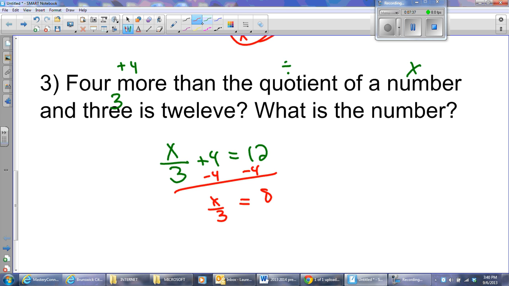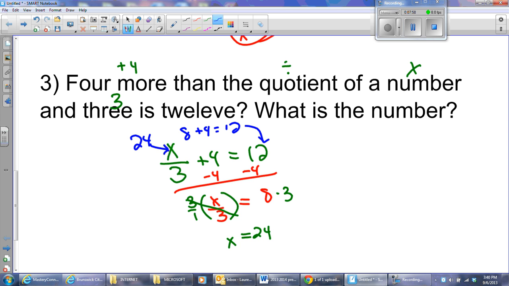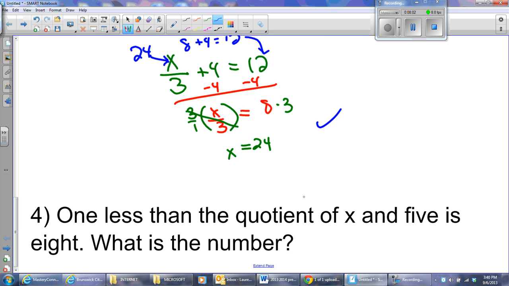I've got a fraction there. Don't panic. Undo your fraction by multiplying. X is going to equal 24. Now, if you wanted to check it, you could put 24 right here. 24 divided by 3 is 8. 8 plus 4, sure enough, it's 12. And look at that, there's a 12 right there. So it does check.